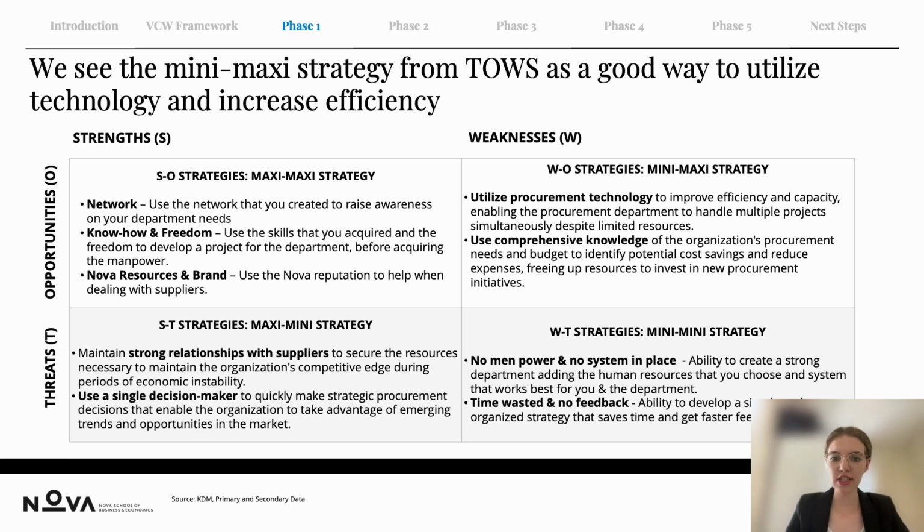However, these technologies or systems exist on the market and could potentially lead to cost savings in the long term, and also could handle the gap of limited resources which currently exists at the procurement department at Nova, as there's only one employee responsible for all the procurement tasks.